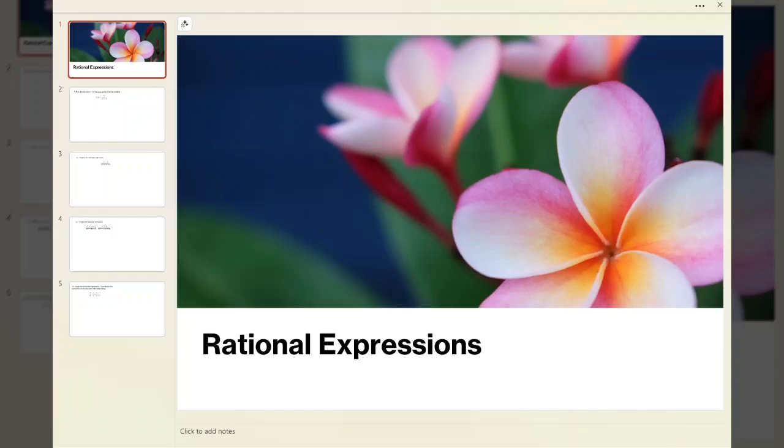A few of the problems in the review guide on rational expressions, because these are traditionally things that people have had trouble with. So let's go ahead and get started.